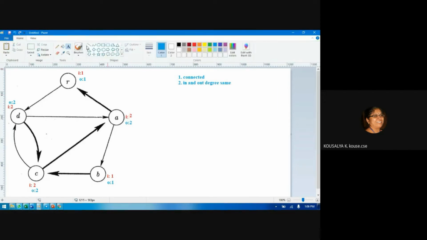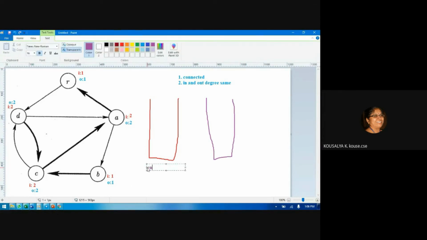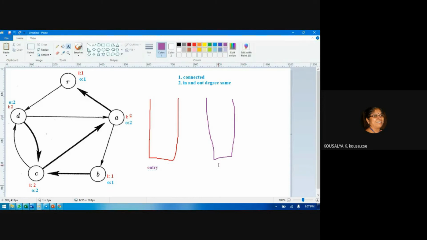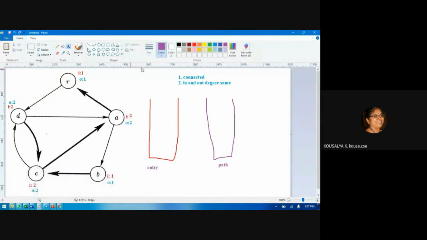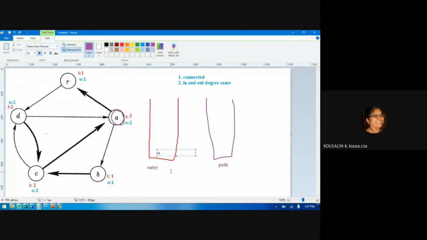Here, as I already told, we have to use two stacks. One is the entry stack, and another one is my path stack. I want to start from any place. Assume that the vertices A, B, C, D, R are available. I want to start from A, so for the starting place I push A into the stack.